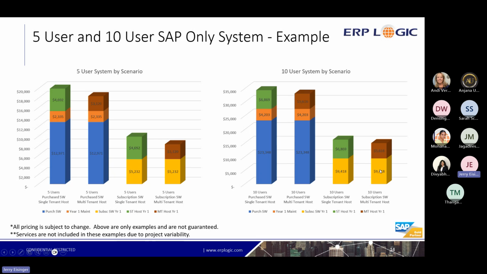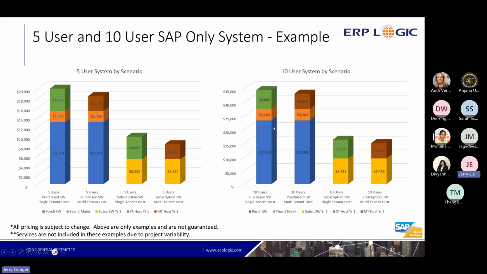And what we've seen really for the last 2 years is a really big migration to the subscription model in the hosting. So the vast majority of our customers for the last 2 years have been going into one of these two models, going into the subscription software with a single tenant hosting or multi-tenant hosting. But subscription software and hosted has been, without question, the vast majority of where people are going these days.